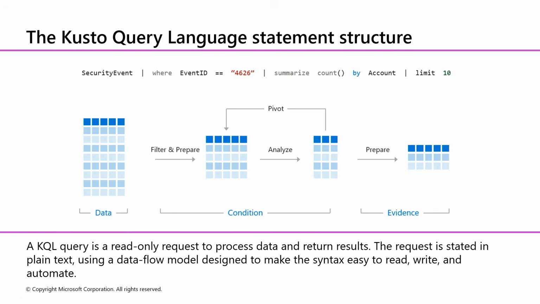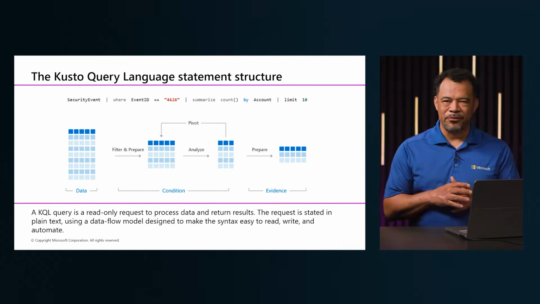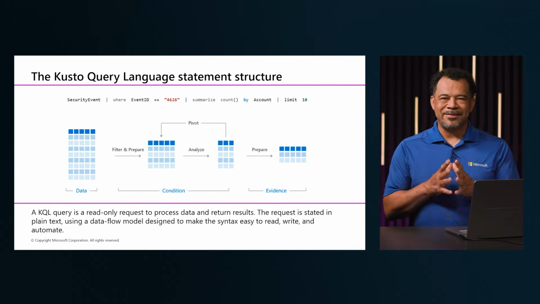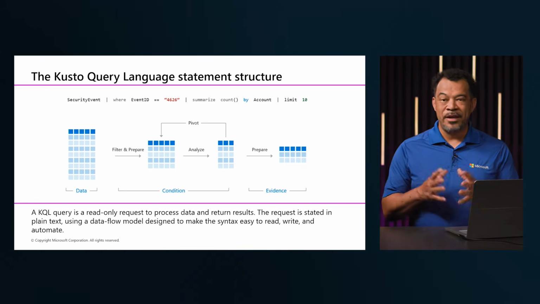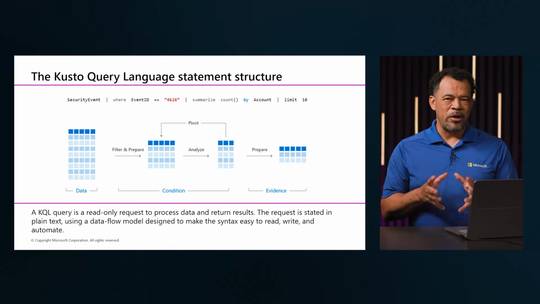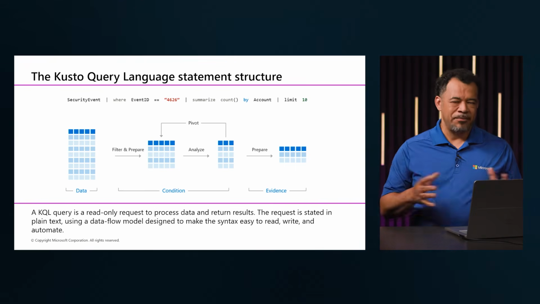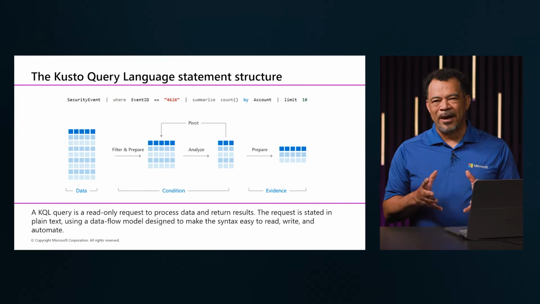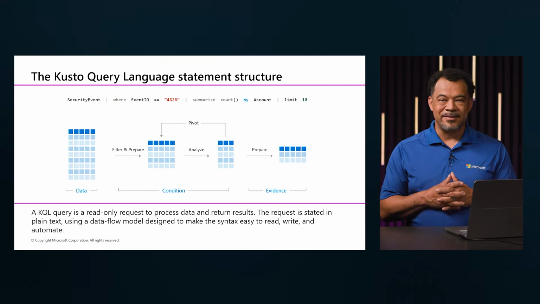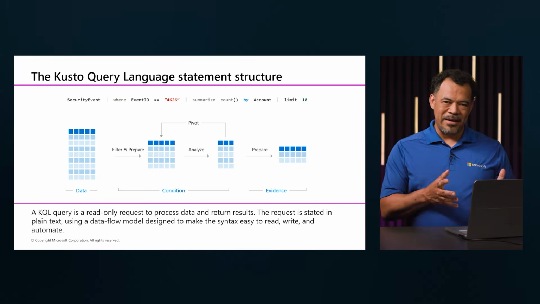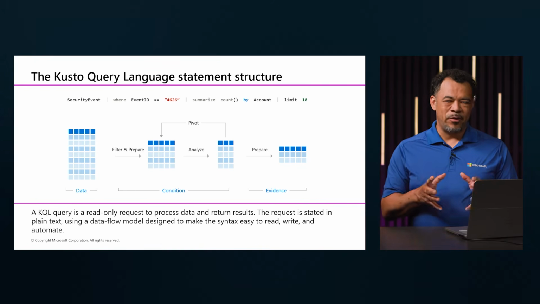KQL, or Kusto Query Language, is important because it helps you quickly search, analyze, and visualize large data sets, especially in tools like Microsoft Sentinel or Azure Monitor. It's designed to be readable and efficient, so even complex queries can be written and understood easily. If you're working with logs or telemetry data, KQL is like having a superpower for spotting trends, detecting issues, or investigating incidents fast.